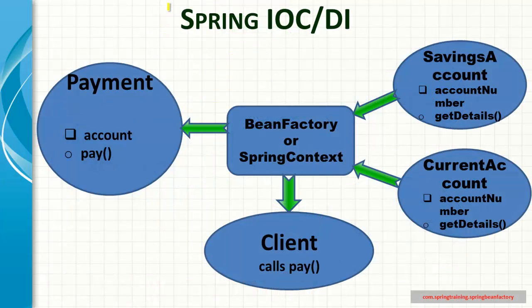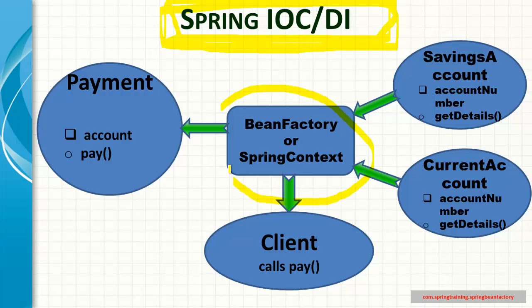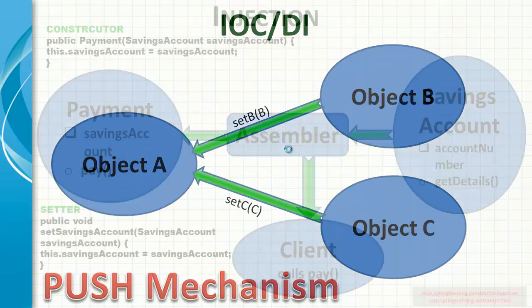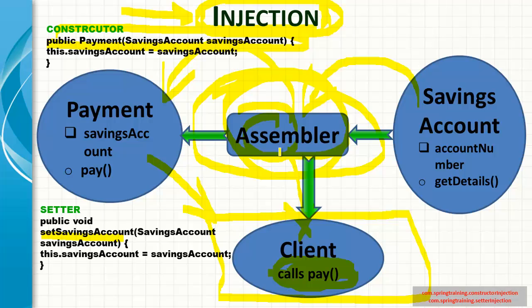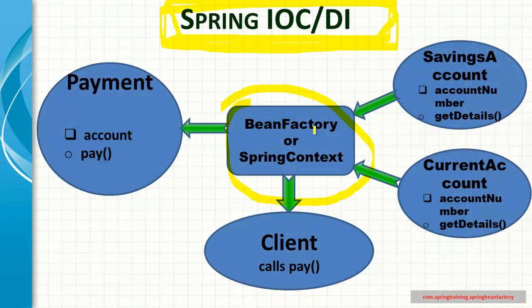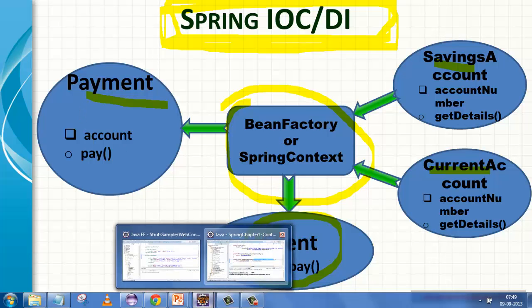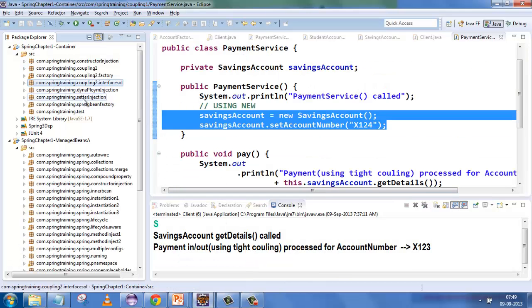If we say Spring IOC and DI, that's what it is. The Bean factory or the Spring context is nothing but your push mechanism, your assembler. It is responsible for creating your saving account, creating your current account, creating your payment object, and giving the client your payment object. So let's see how it translates into code.